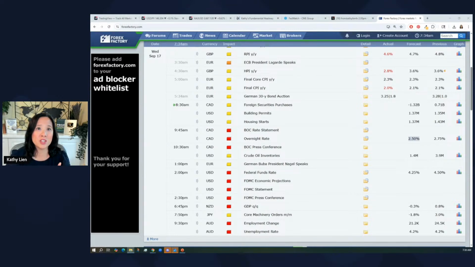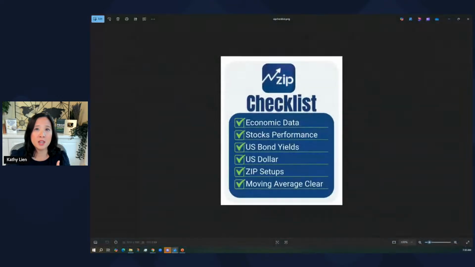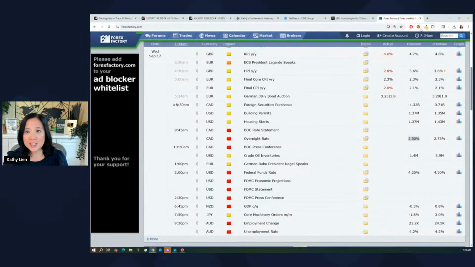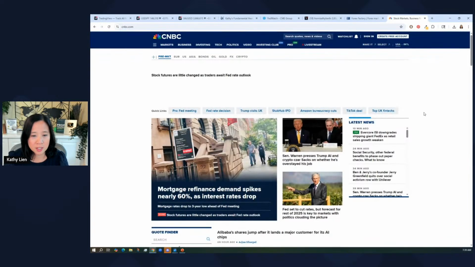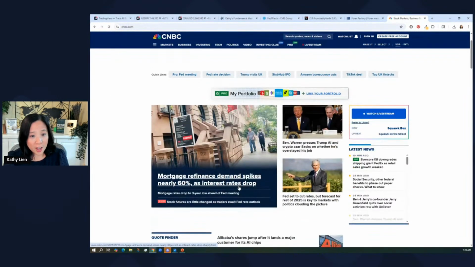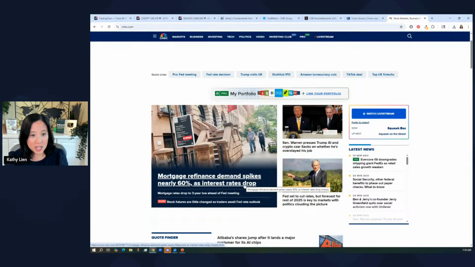And this applies to any day and everything that we trade. Whenever I start my day, I always look at economic data and news. I always look to see whether there are any big stories that I'm missing. The first thing that I do, and the easiest for all of you to do, is just check the major news media, CNBC.com, anything that we should know. Mortgage refinance spikes nearly 60% as interest rate drops.